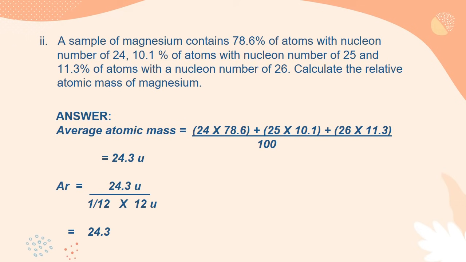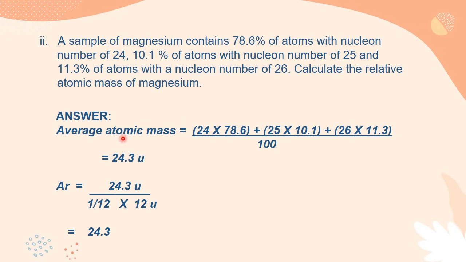So, we will use the equation: average atomic mass equals summation of abundance times isotopic mass, divided by summation of abundance. So here we assume 78.6%, 10.1% and 11.3% are the percentage abundance, and 24, 25 and 26 refer to the mass of isotopic.